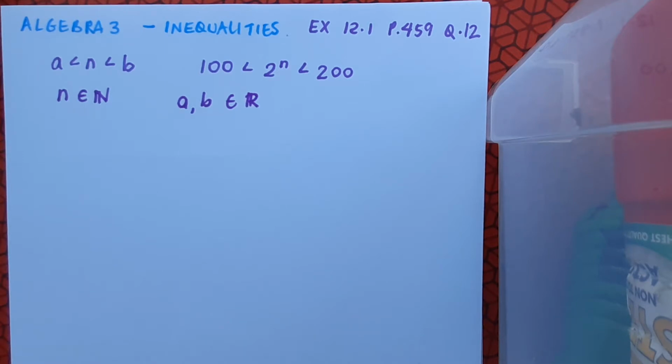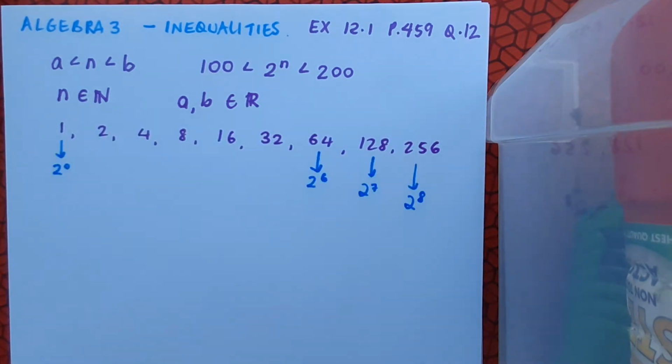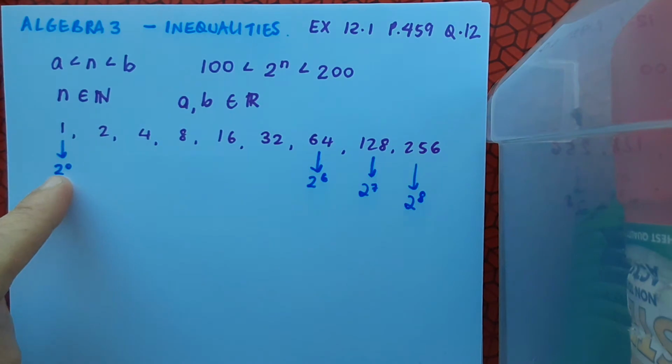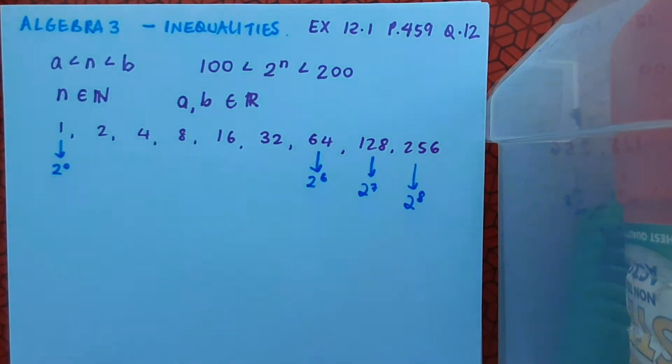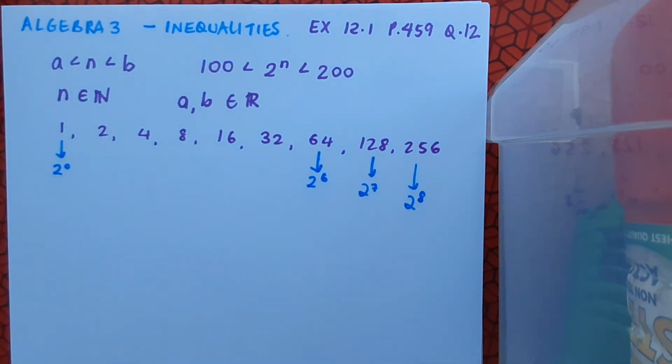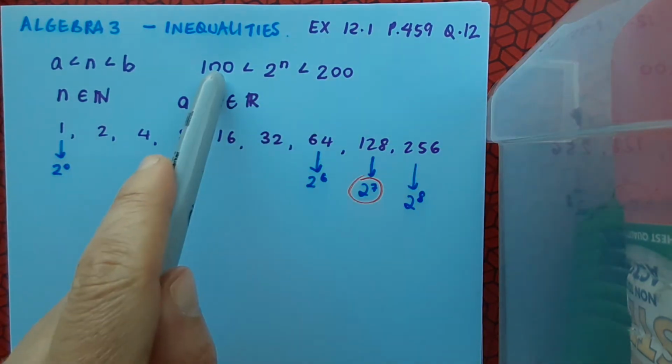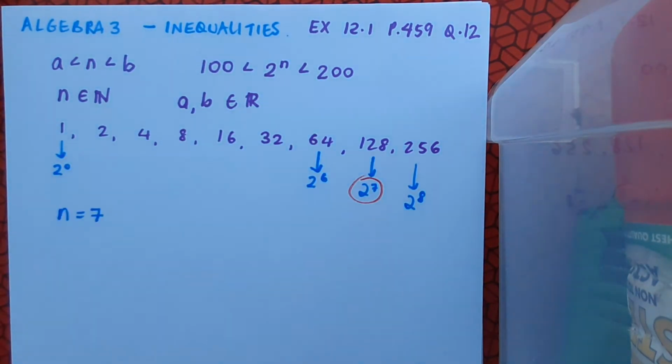So I suppose what you could do is start listing out all your powers of 2, like this. And we can see that we're starting off with 2 to the power of 0, and then we've got 2 to the power of 6. I'm just skipping over these. 2 to the power of 7, 2 to the power of 8. And the only one that lands between 100 and 200 is obviously 128, so that's 2 to the power of 7. So if that's the only power of 2 that lands me in that required range, then n is going to have to be 7.